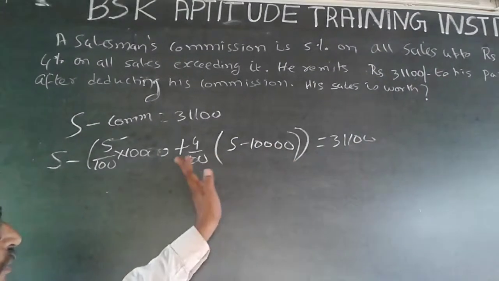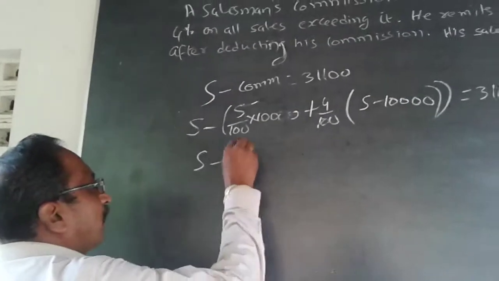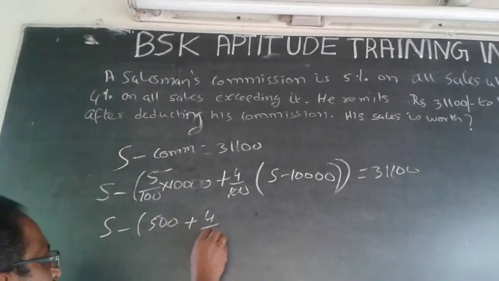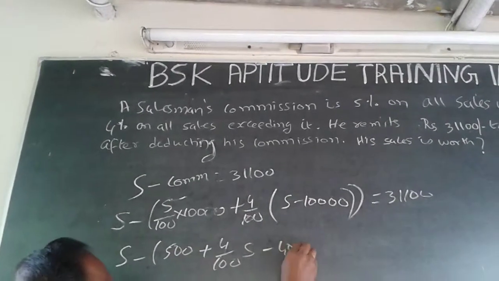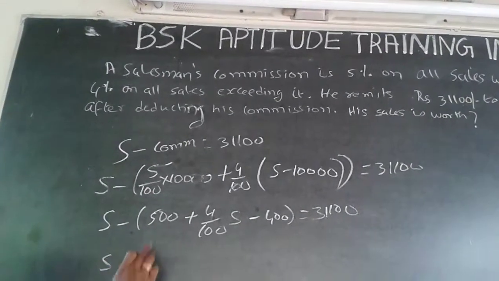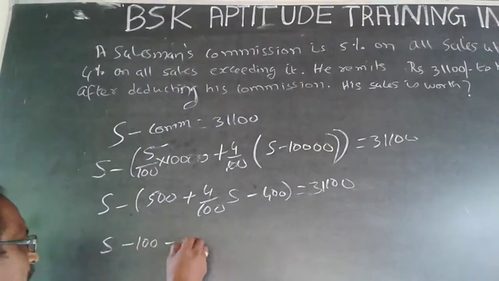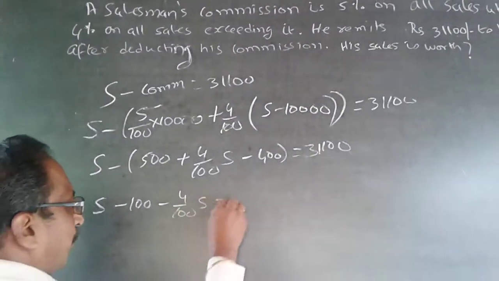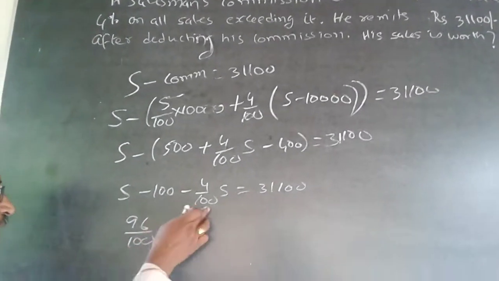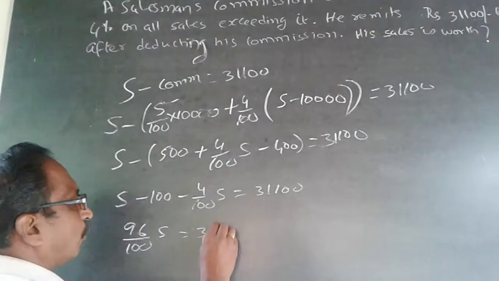Now we'll have to solve it. Whenever you solve, release the brackets first. So it will be S minus 500, the 100 will get cancelled, plus, releasing the bracket here, 4 by 100 of S minus 400 will be equal to 31,100. Now bring everything out. So this is plus 500 minus 400, which becomes 100 here. So S minus 4 by 100 of S plus 100 will be equal to 31,100, or 96 by 100 of S, because the LCM is 100 minus 4, will be 96 by 100 of S, equal to, taking this 100 there, 31,200.